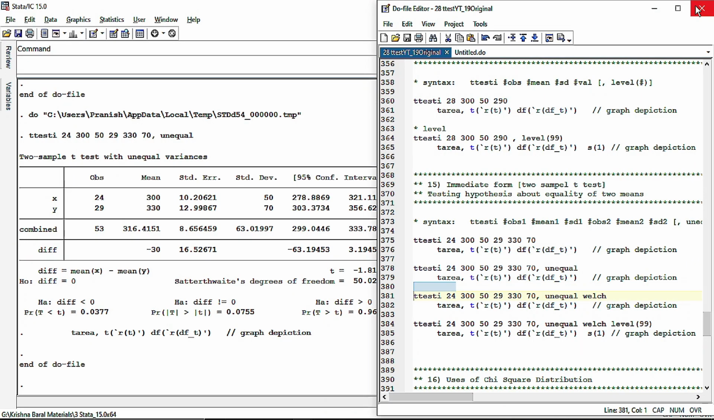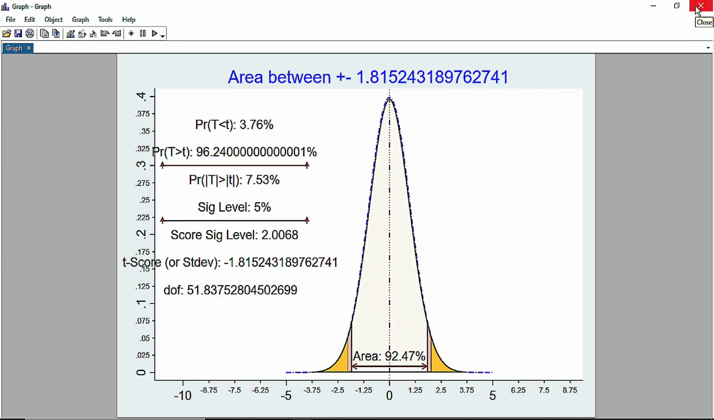Now let us see if our interpretation is going to change if we specify the option called Welch, and this option is used when the population variance is unequal. When we assume that the population variances are unequal, again we fail to reject the null for the two-tailed test, we fail to reject for the right-tailed test, and we reject the null hypothesis for the left-tailed test, and we conclude that the average of the second variable is greater than the average of the first variable.